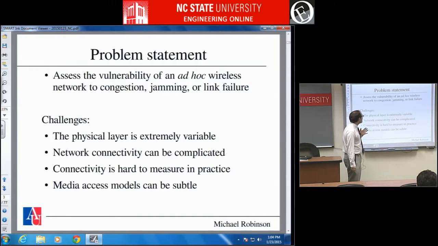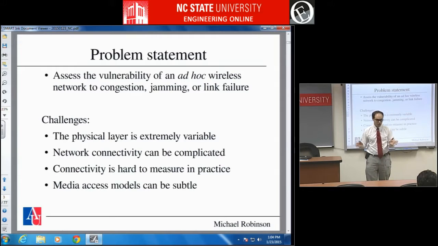So the problem is, I want to assess vulnerability of a wireless network. Wireless networks are great. You can use your computer or use your phone, wander around. But they do have a tendency of going down a lot, and for various reasons, often due to congestion. But there can also be some things that come about because your equipment has failed. I know this happens a lot at my house, and I get a lot of flack from my family members when the computer goes down.